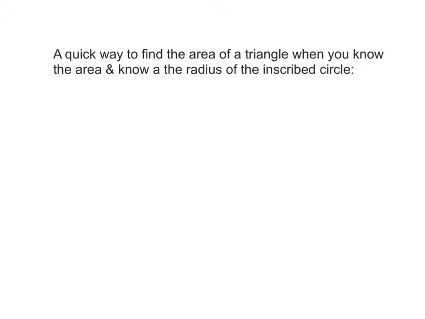Okay, last but not least, we have to figure out a quick way to find the area of a triangle when you know the perimeter and the radius of the inscribed circle. So if I have a triangle like this, and I have a circle inscribed, I remember we've seen these before. If I know the radius, R, and I know the perimeter, this should say, excuse me, I'm so sorry, this should say perimeter.